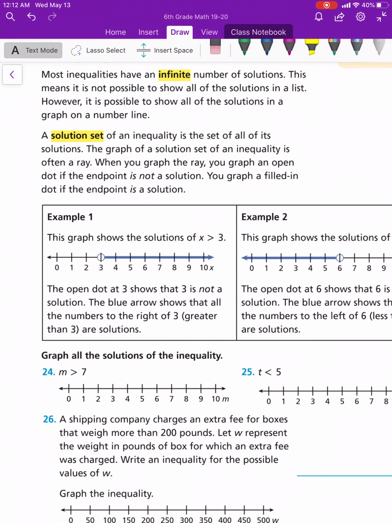So a solution set of an inequality is a set of all of its solutions. The graph of a solution set of an inequality is often a ray. Remember, a ray starts at one place and expands one way. So when you graph the ray, you graph an open dot if the endpoint is not a solution. So take a look at this. See how this has an open dot right here? This means that x is greater than 3. It's anything that is greater than 3, not including 3. It is not equal to 3.